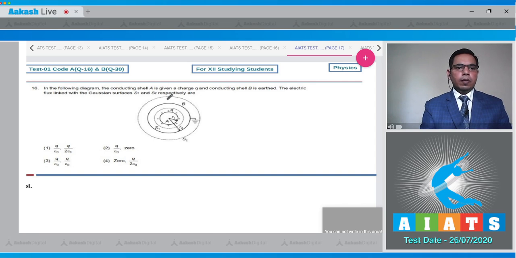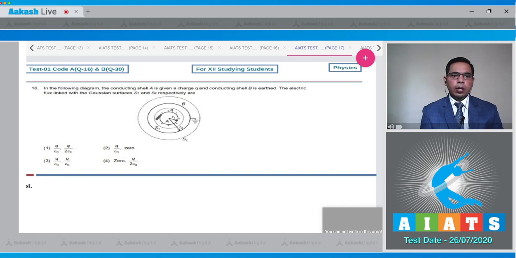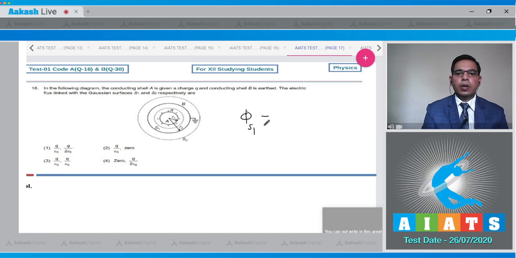Question number 16, which states that in the following diagram, the conducting cell A is given a charge Q and conducting cell B is earthed. The electric flux linked with the Gaussian surfaces S1 and S2 respectively are. Now dear student, just look at the figure. Here at surface 1, the charge enclosed is charge plus Q, but for surface 2, the net charge is 0. Hence for surface S1, phi S1 will be equal to Q upon epsilon naught, but flux through S2 will be 0. Hence option number 2 will be the correct answer.